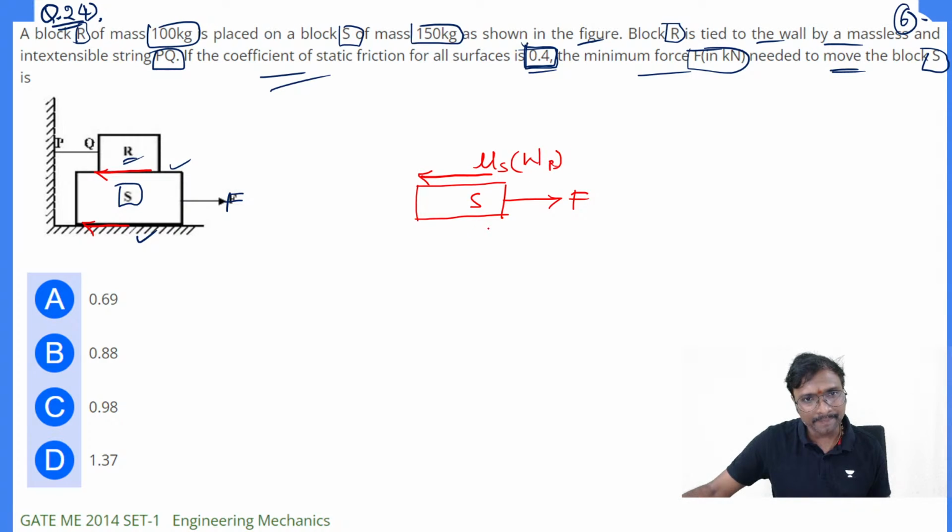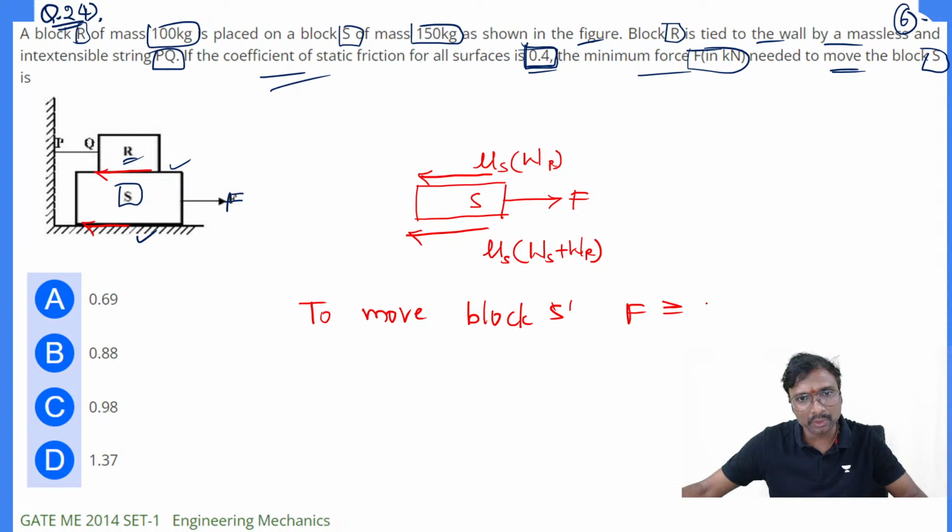And here at S, the coefficient of static friction into the normal reaction, which is equal to the weight of block S plus the weight of block R. So to move this block, F should be greater than or equal to the two frictions it has to overcome: mu S into WR plus mu S into (WS plus WR).